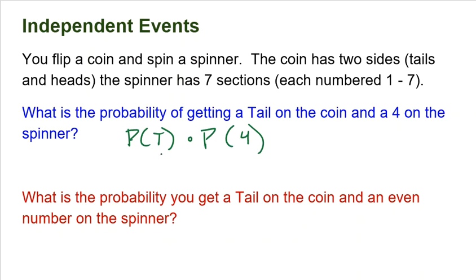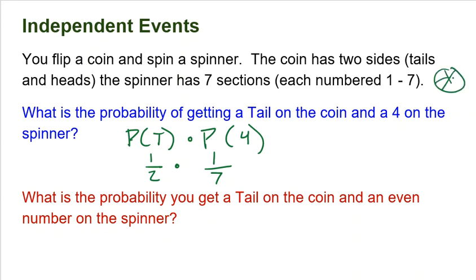So what's the probability you get a tail on a coin? Well, that's 1/2. I hope everybody knows that. What's the probability of getting a 4 on the spinner? Well, remember that spinner has 7 sections. 1 of them has a 4, so 1 out of 7. Get a lot of kids that will say 4 out of 7. No. I want to get a 4, but again, it's a spinner, right?